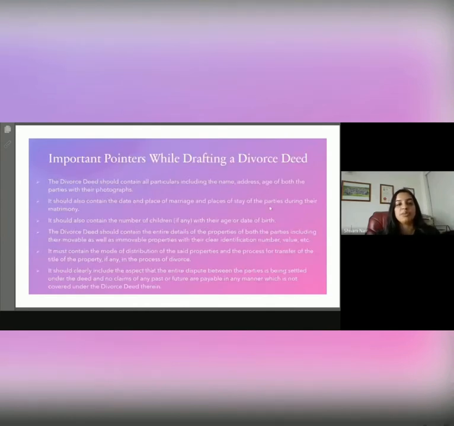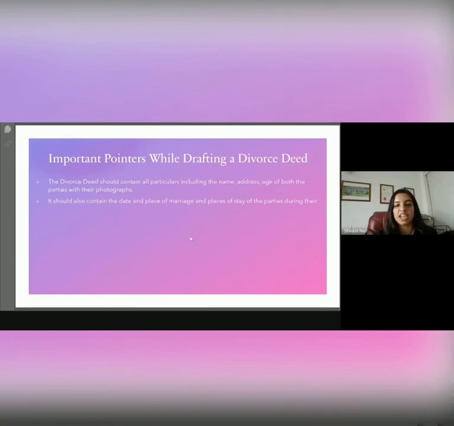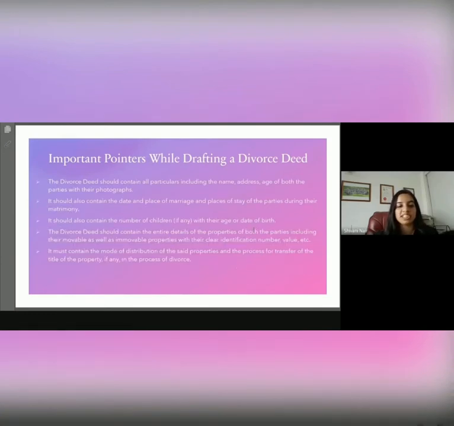Now, important pointers one has to keep in mind while drafting a divorce deed. The divorce deed should contain all the particulars, which are the name, the address, and the age of both the parties, along with their photographs. It should also contain the place of marriage, the place of stay of the parties, including their matrimony. It should also contain the number of children, if any, with their age or date of birth.